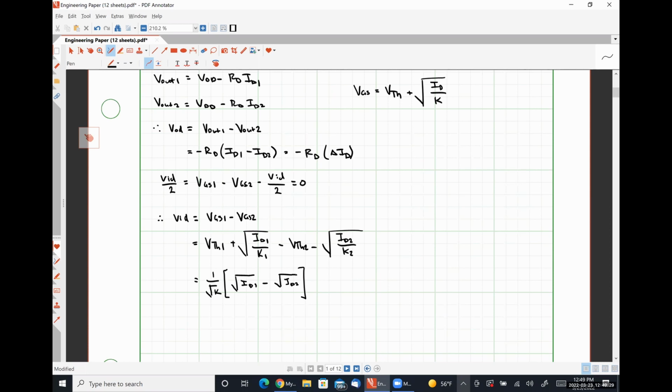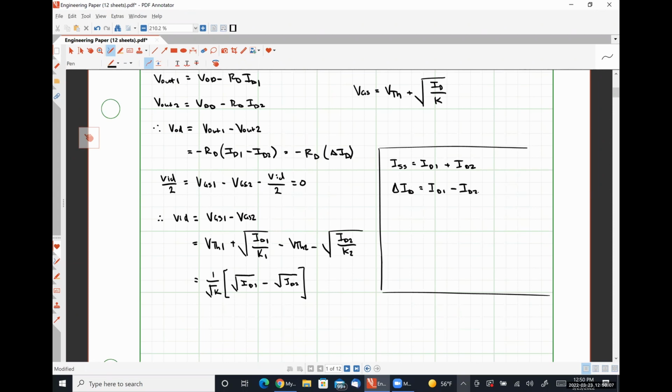Here we're going to have to do a little bit of manipulation, okay? So as a quick aside here, on the right, I'm just going to give myself some room in case I need it. We know that ISS is equal to ID1 plus ID2. And we know that delta ID is ID1 minus ID2.